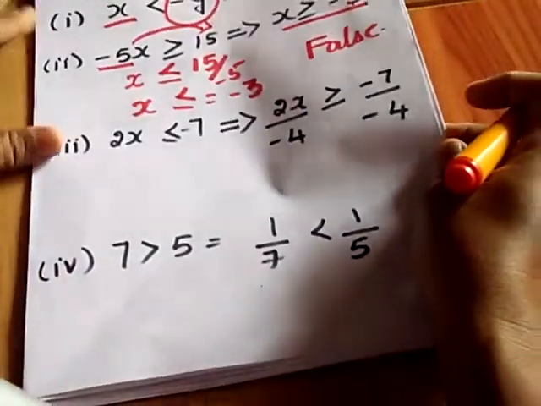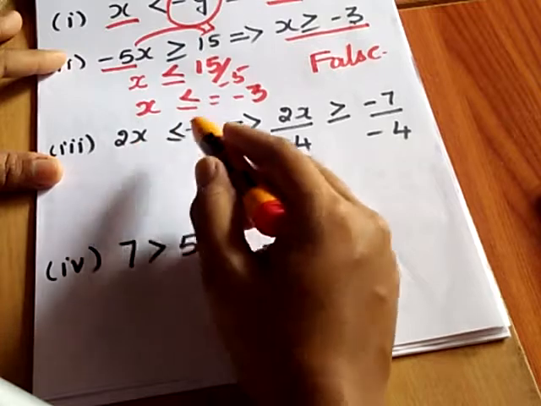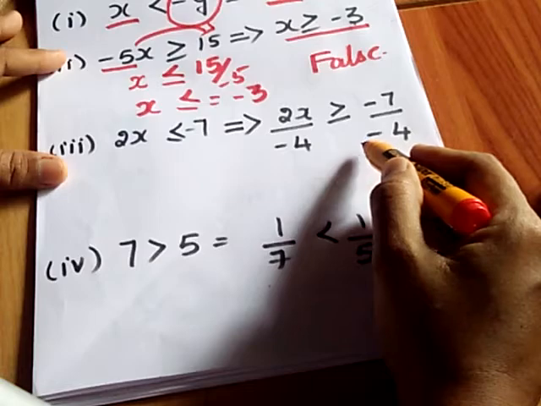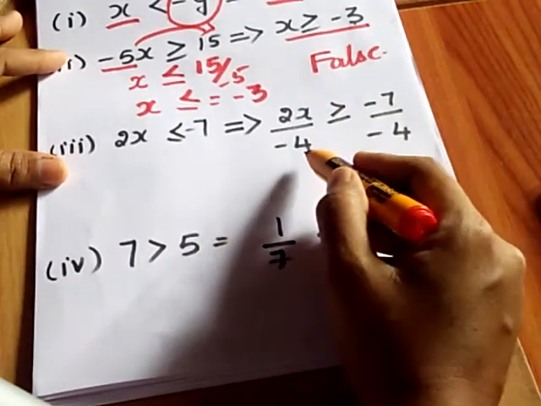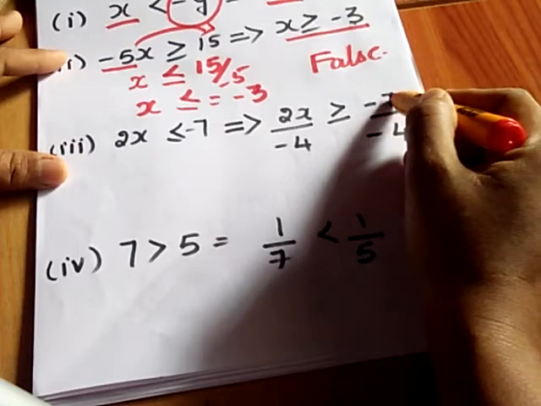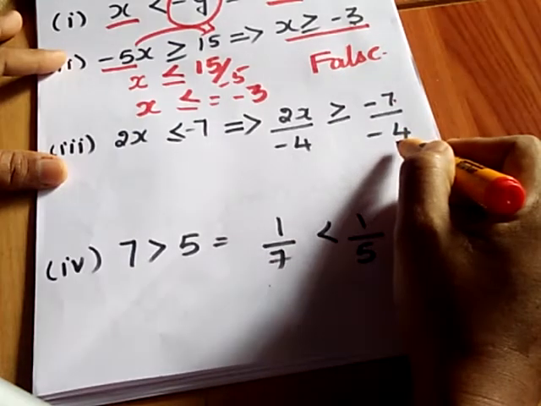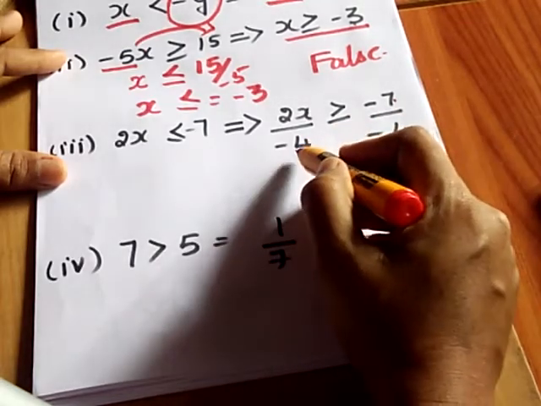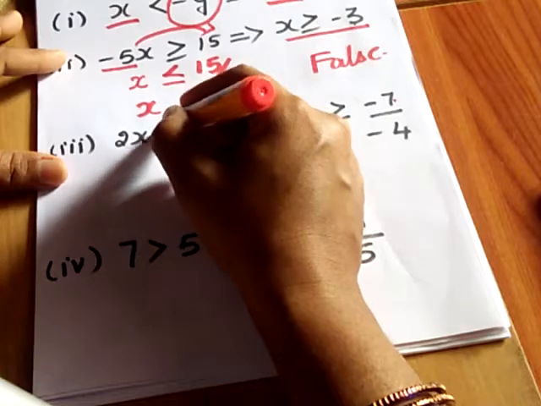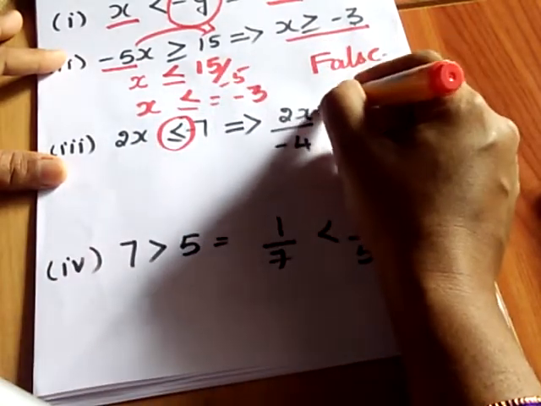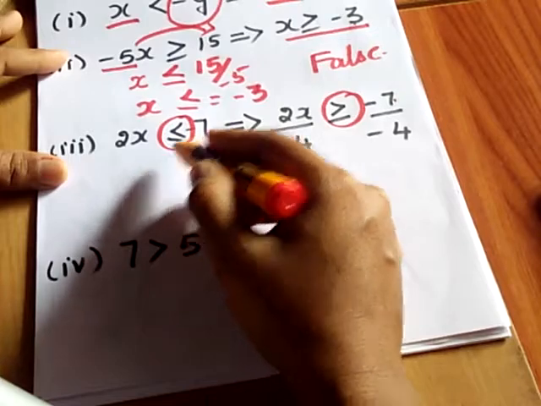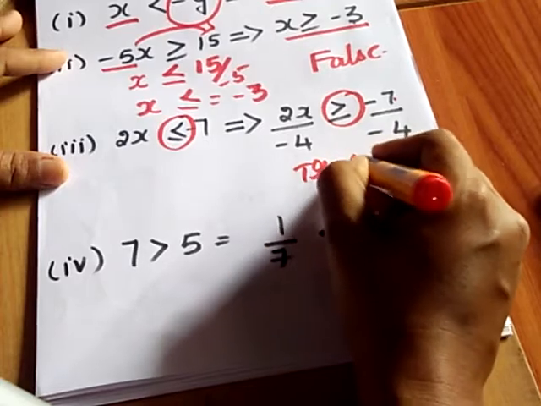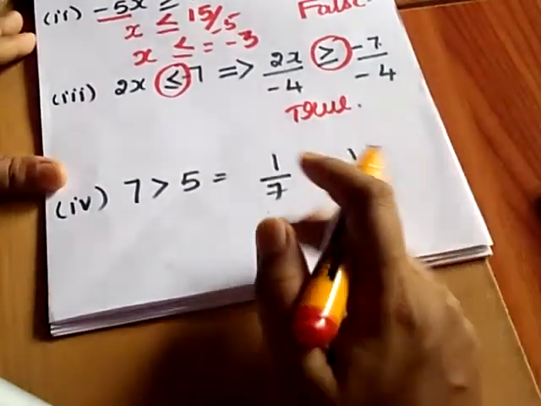Let us move on to the third inequation. 2x less than or equal to minus 7. What changes have been made here? The 2x is divided by minus 4 and minus 7 is also divided by minus 4. So when both sides of the inequation are divided by a negative number, automatically the sign of inequation is reversed. So less than or equal to is reversed as greater than or equal to, hence the statement is true.